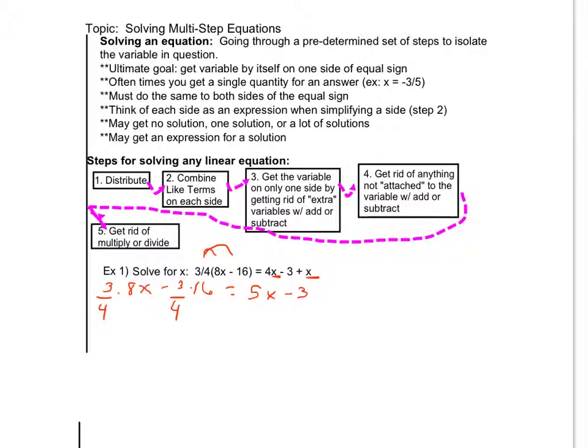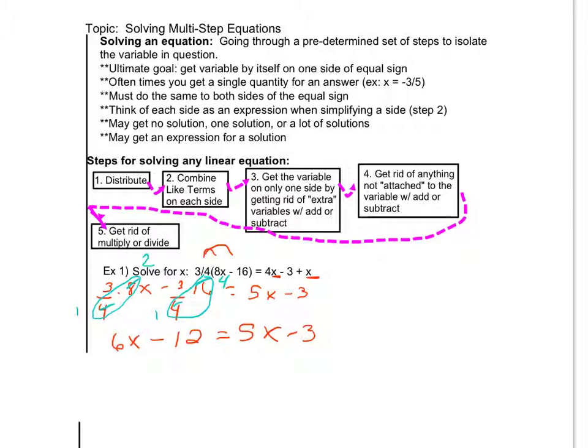Now looking over here on the left, I have that multiplication since I distribute. I'm going to notice that I can always reduce diagonally with fractions. So 4 and 8 can both be divided by 4. 4 divided by 4 is 1. 8 divided by 4 gives me a 2 here. Doing the same thing, 4 divided by 4 gives me 1. 16 divided by 4 gives me 4. And now I'm going to multiply. When we multiply fractions, I do not need a common denominator, just straight across the top. 3 times 2x is 6x. If there's only a 1 on the bottom, I do not need to write it. Minus 3 times 4 is 12, equals 5x minus 3.